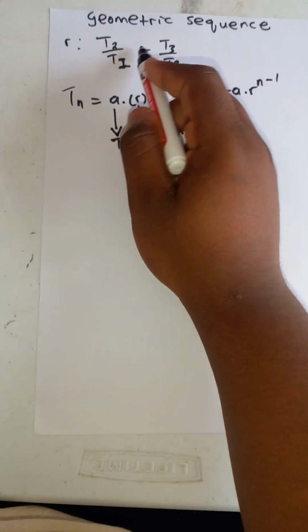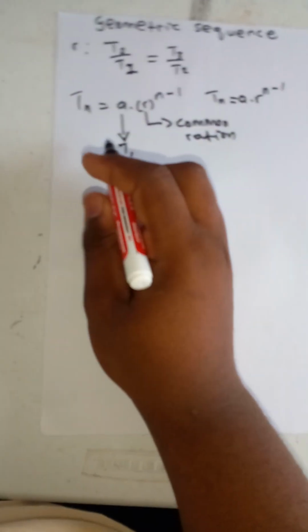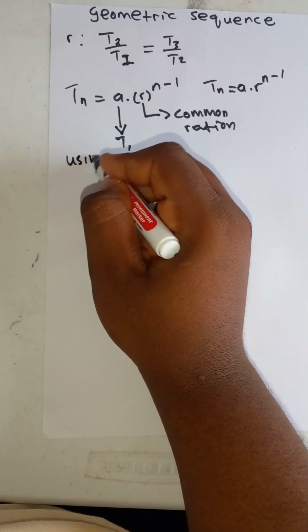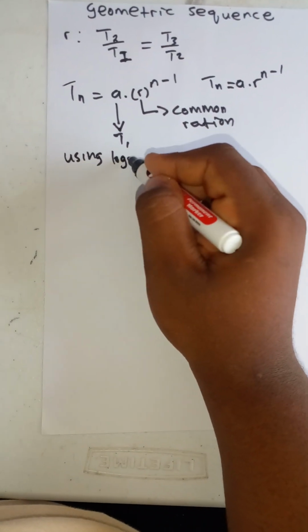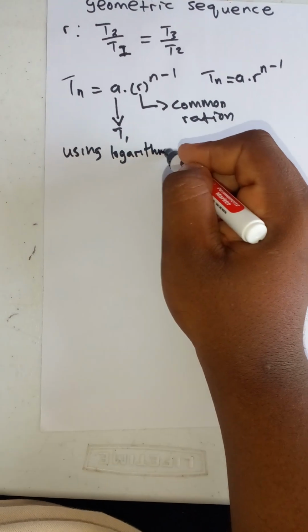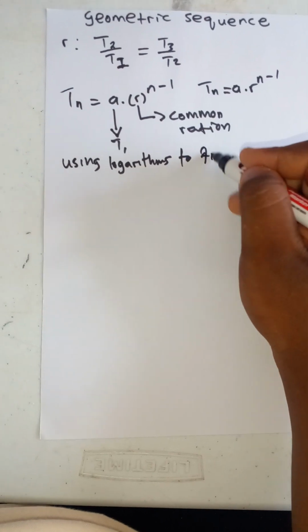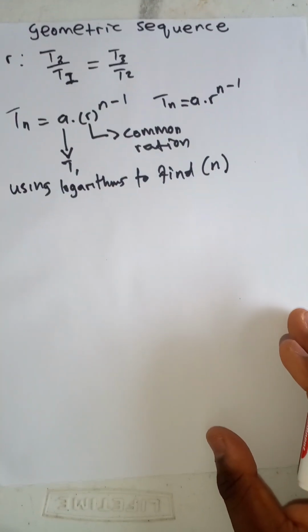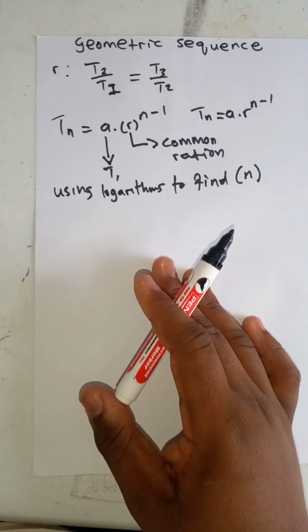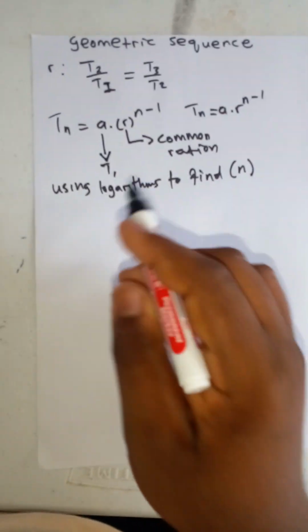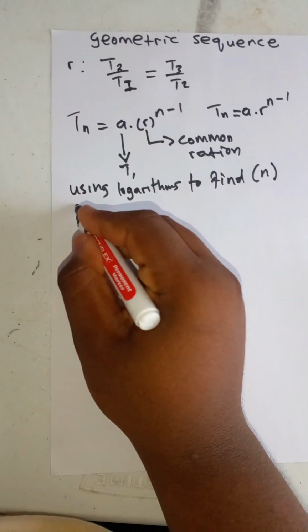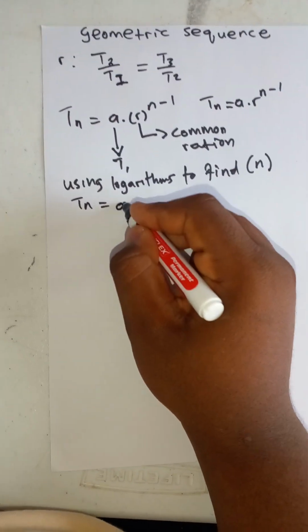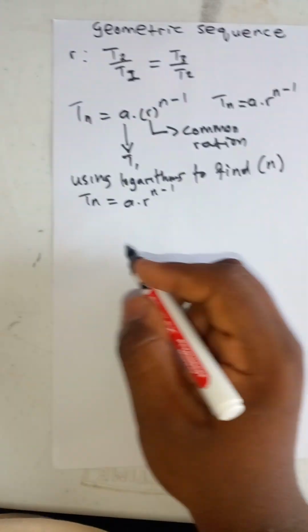This is finding the common ratio. Now let's go to using logarithms to find the value of n, because as you can see, the value of n is an exponent. Let's start. I'm going to use the very same equation, and that's how you're going to apply it. So we have Tn equals a times r to the power of n minus 1, right?